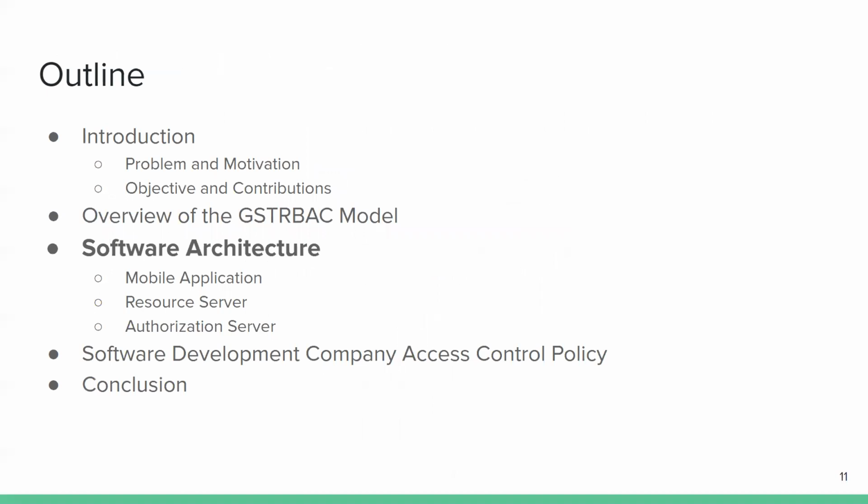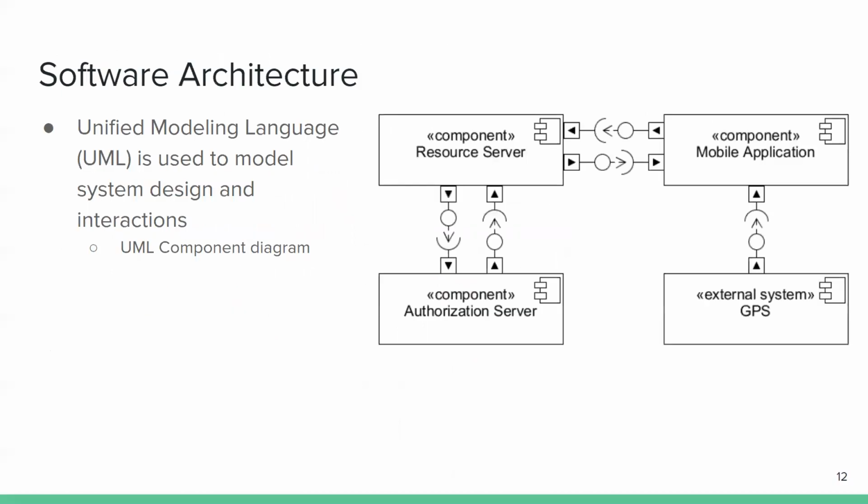Now that we've given an overview of GST-RBAC, we can go ahead and discuss the software architecture that we've implemented. We represent that architecture here using the Unified Modeling Language, or UML, which is used to model software design and interactions within systems. Here we use the UML component diagram, which shows how the different components in this system are connected to each other and how they communicate with each other.